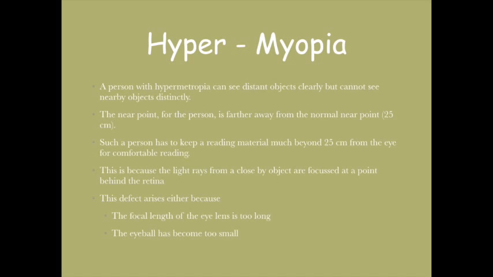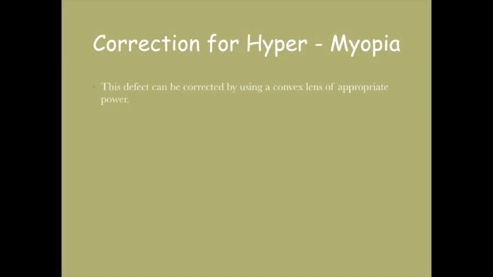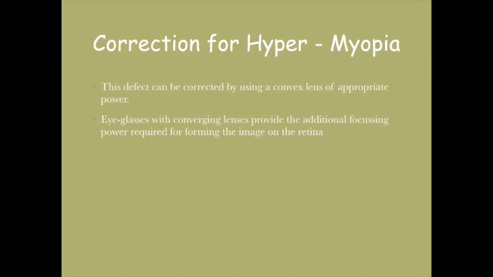So how can this be corrected? When we have a solution for hypermyopia, this problem can be solved with the help of a concave lens. Sorry, convex lens, not a concave. Hypermyopia is solved using a convex lens, and this is how it can be solved. Please have a look at the diagram. The convex lens helps the proper focusing of the image on the retina.